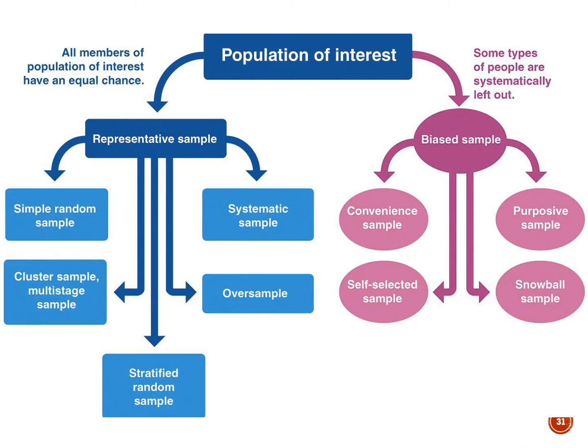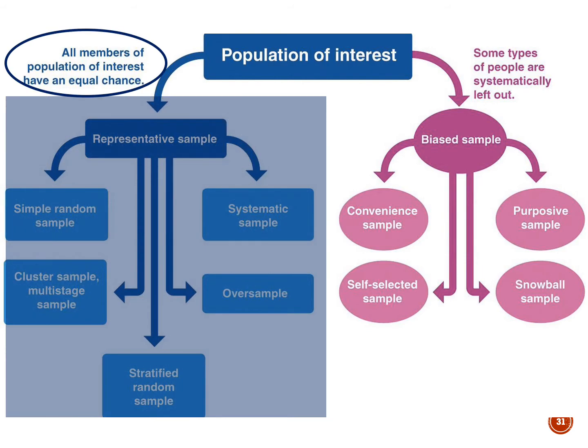So here's a nice graphic showing you the different types of sampling. This also is in your book. On the left of the graphic, you have examples of representative sampling techniques. And representative sampling just means that all members of a population have an equal chance of being included in the sample. You can imagine how difficult that might be depending on the size of the population that you're interested in.